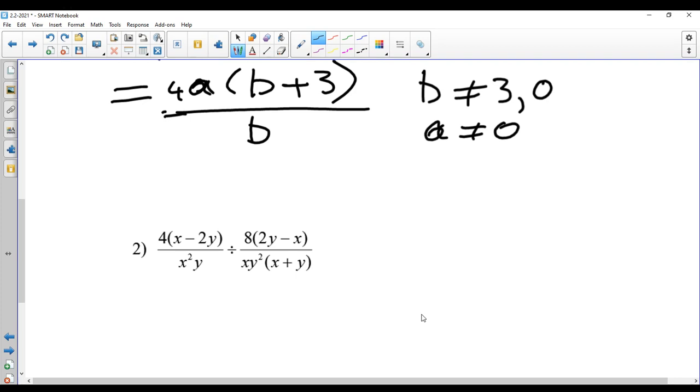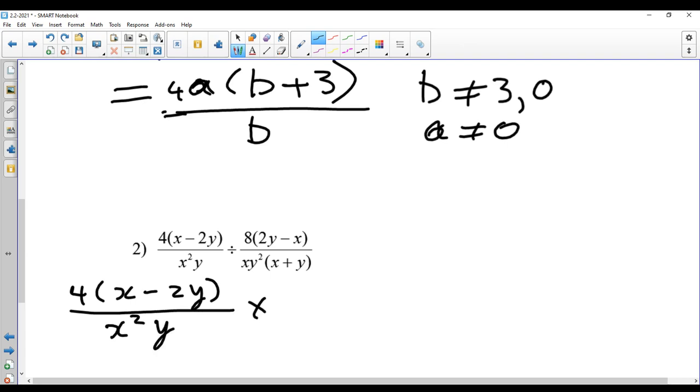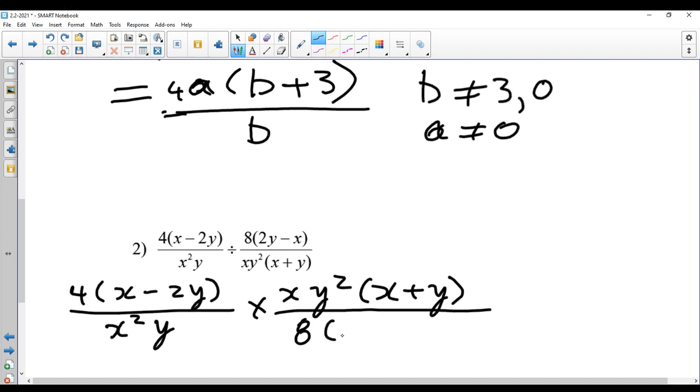Okay. Now, it's a division though. Remind me how we do a division again? What do we do? Yes, Atusha. You flip the second one, right? Okay, we'll do that. So I'm going to write this as 4x minus 2y over x squared y. Nothing changes there. Changes to a times xy squared times x plus y over 8 times 2y minus x.